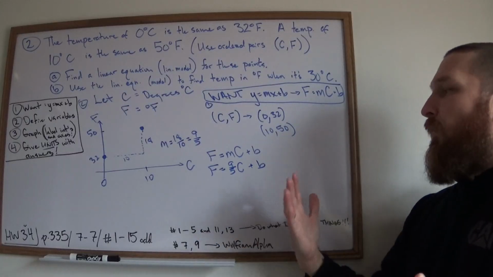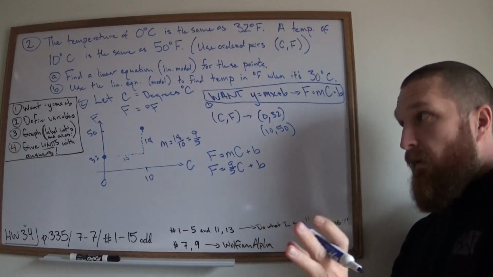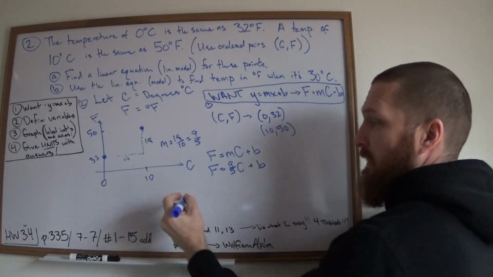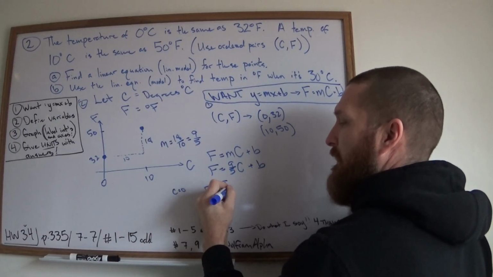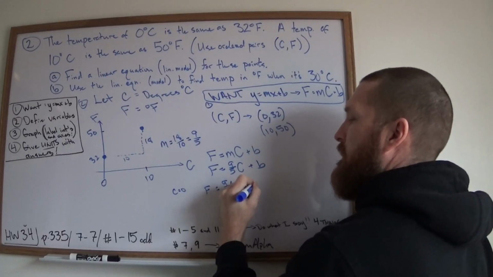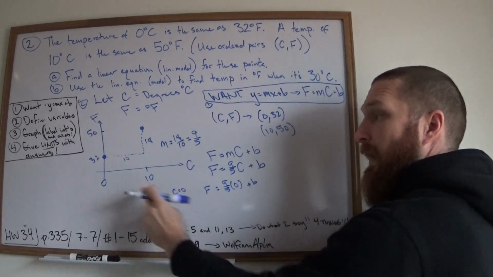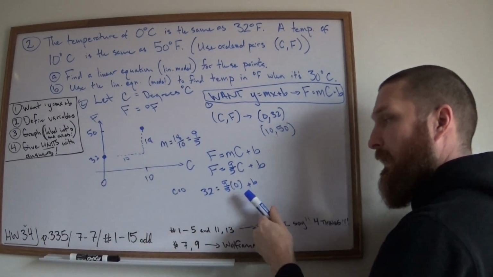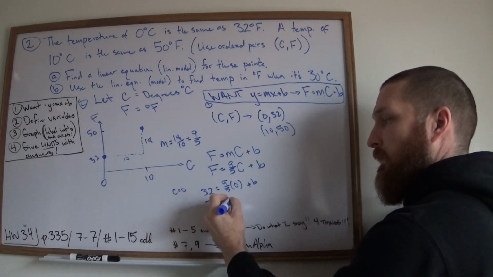So I could use either point to, oh, we know what b is, it's 32. Or, you know, if you didn't know that it was 32, you could plug in a 0 for c. So when c is equal to 0, you get f equals 9/5 times 0 plus b. Oh, but what was the output? F is actually equal to 32 there. So when you plug in a 0, you get out 32, and you get 32 is equal to b.